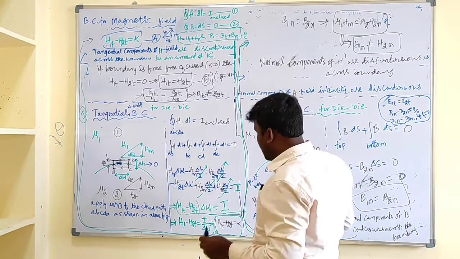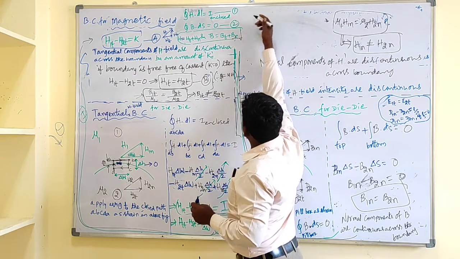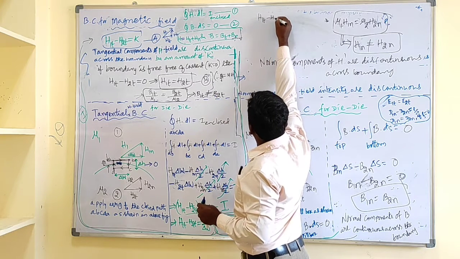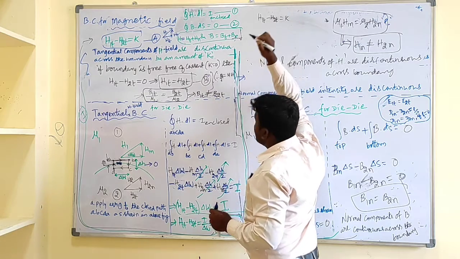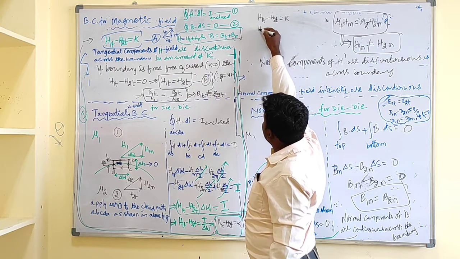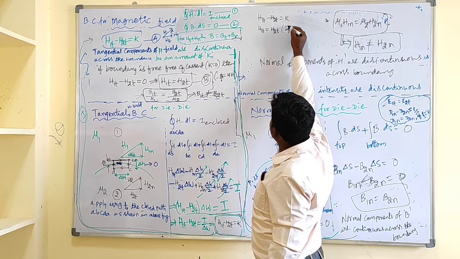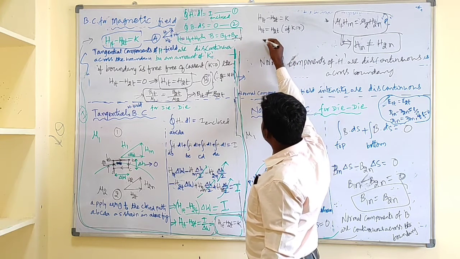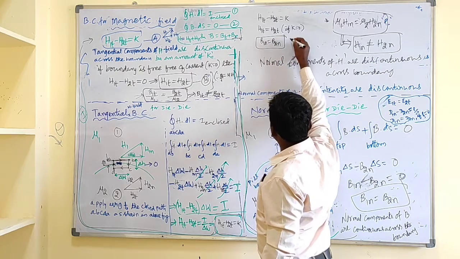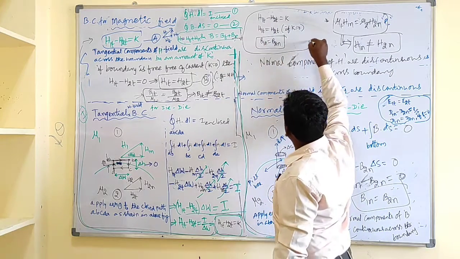Now we can conclude, or we can write all the boundary conditions for the magnetic field in one place: H1t minus H2t equals k, if there exists a surface current. H1t is equal to H2t if k equals 0, that means if the boundary is free of current. And B1n equals B2n is always true, with no requirement of a special condition. These are the boundary conditions for the magnetic field.